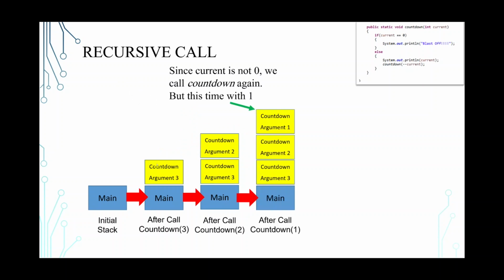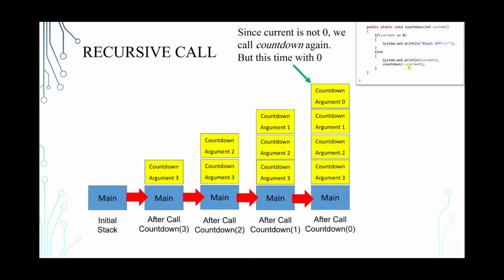So then that decrements that and go with 1. Is 1 equal to 0? No. So call that with a 0. Okay, calling that with a 0. Now we stop. Why? Because is 0 equal to 0? Yes. Then there is no more function calls. I just print blast off.